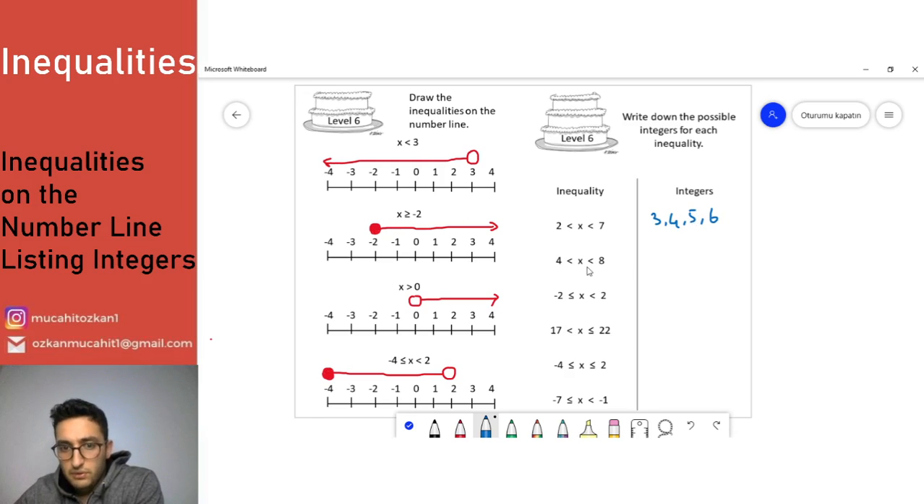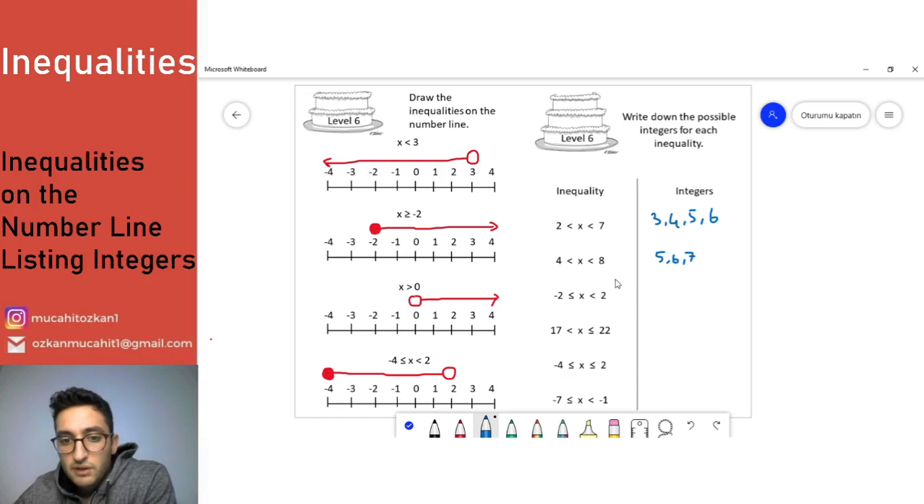In the second example, x is between 4 and 8. We have x is greater than 4 and less than 8. So I'm just going to list these integers. Bigger than 4, so it can be 5, 6, and 7. It cannot be 8.